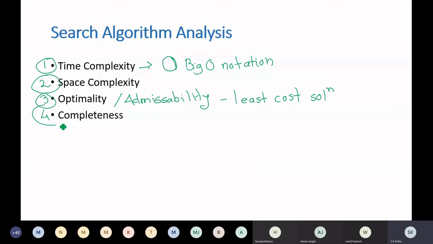And the fourth parameter is completeness. Completeness refers to whether the search algorithm will give you a guarantee that it will return the solution if it exists. So completeness refers to whether the algorithm will guaranteedly return the solution if it exists.